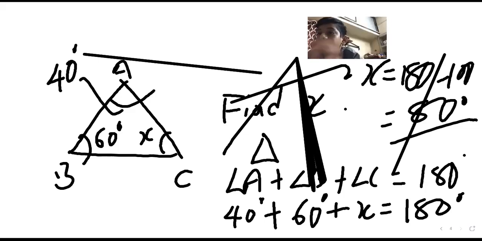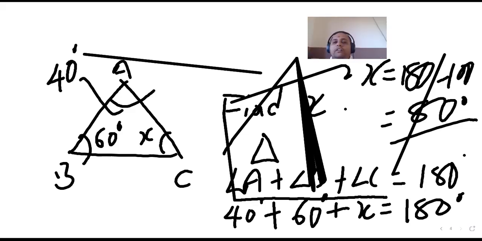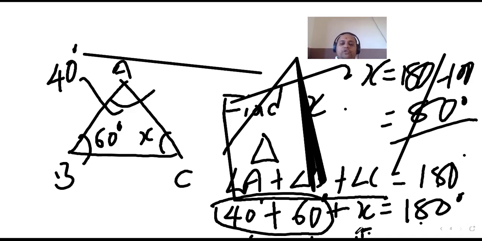Sir, yes. 40 plus 60 is 100. So why have you done 180? Here, the sum of three angles of a triangle is always going to be what? 180. So that's what I have written. Angle A plus angle B plus angle C is equal to 180. So 40 plus 60 plus x, which we have to find, is equal to 180. So from this we can find out that x is equal to 180 minus 100. The sum of these two is going to be 100, like you say. So when it goes on the other side, it becomes minus. Yes? Okay? Got it?